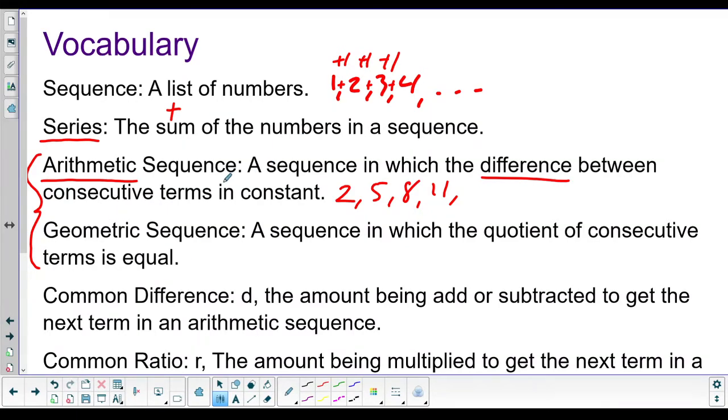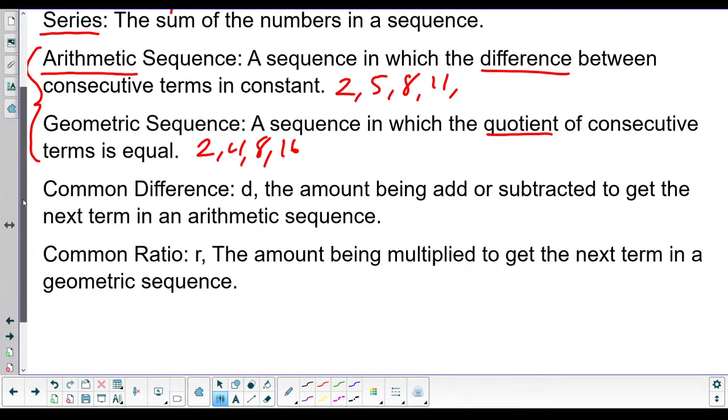If we have a sequence for adding and subtracting, the other one is probably easy to guess. A geometric sequence is a sequence in which the quotient of consecutive terms is the same. That's a fancy way of saying you multiply by the same amount each time. All right, so times 2, times 2, times 2, times 2, and so on.